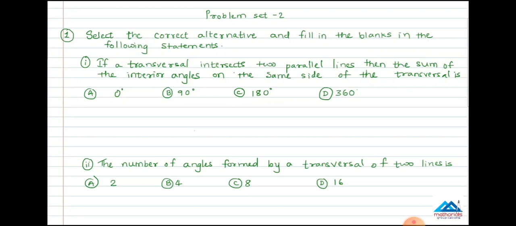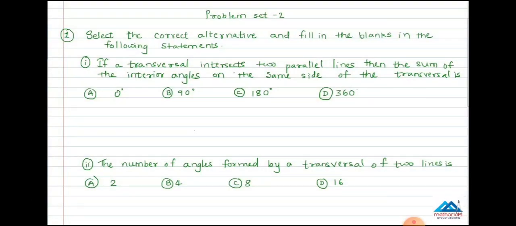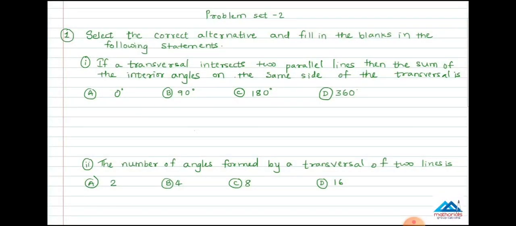In your unit test, there are 2 chapters. First, basic concepts in geometry, and second, parallel lines. So, students, today we will solve the problem set questions of parallel lines. The first question is: select the correct alternative and fill in the blanks in the following statements.